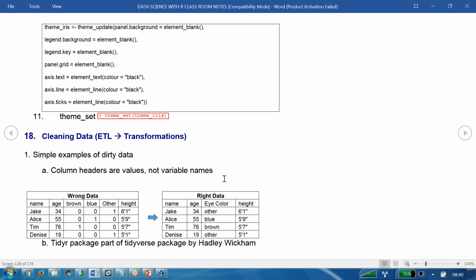That ETL is what we call cleaning data. For example, I have here this wrong data. I convert it into right data. What we did here: brown, blue and others were available as columns, and I converted them into data values. The technical word for it is pivoting. Columns are converted into rows. That is called pivoting. Like that, you may have n number of examples.